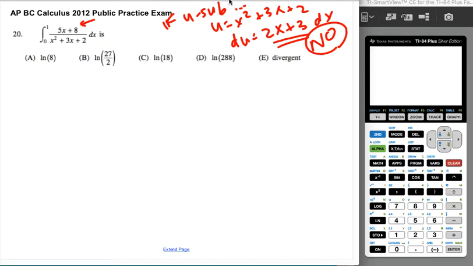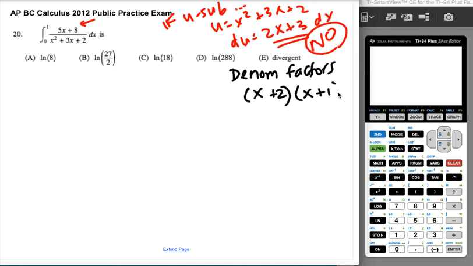So if it's not u sub, then it's likely partial fractions, because the denominator factors. The denominator factors into x plus 2 and x plus 1. It is likely partial fractions. So I'm going to do the partial fractions decomposition for this.